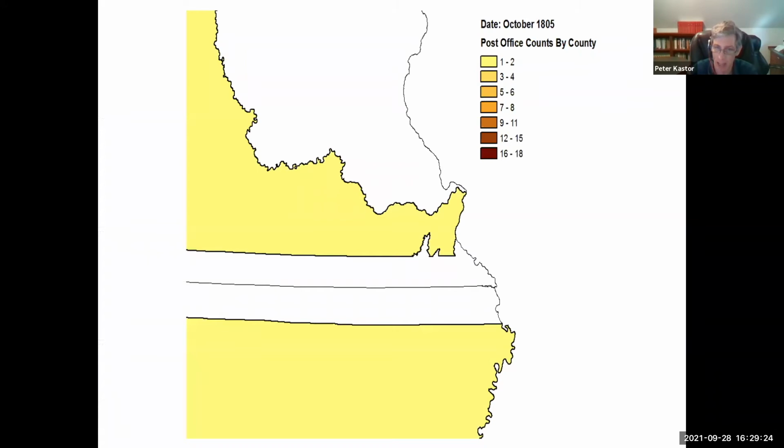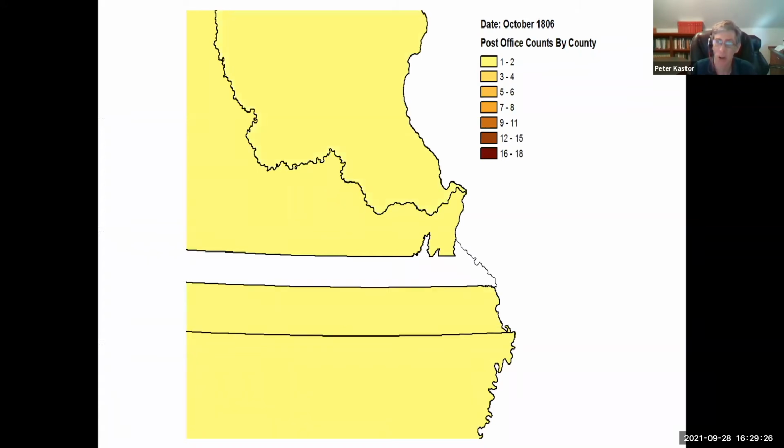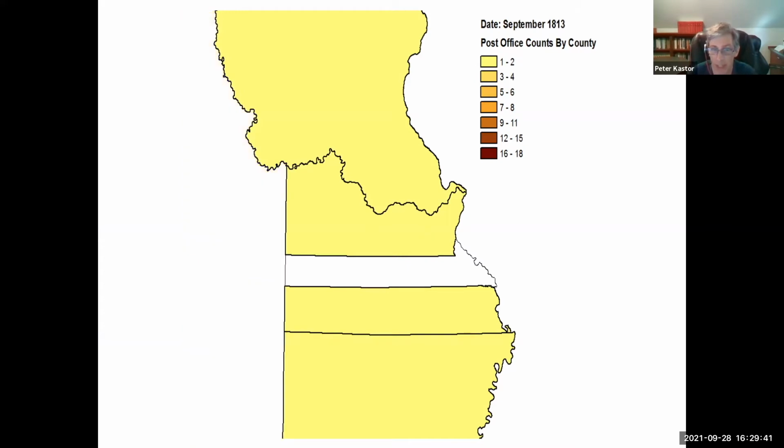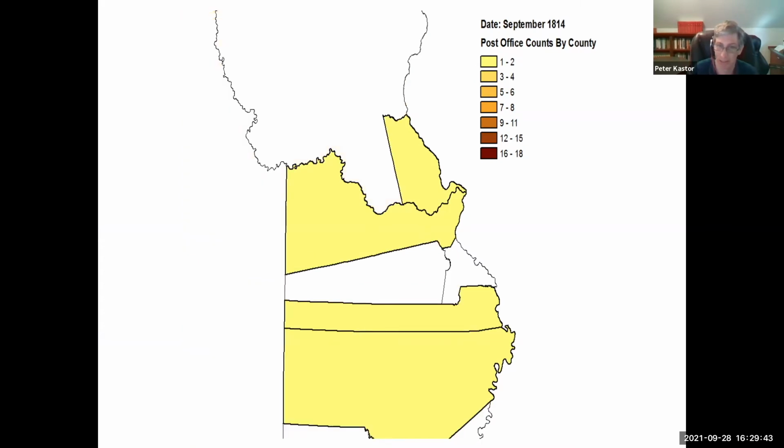Now you're going to start seeing this. You're going to start seeing post offices getting created by county in the place that became Missouri. And you'll see the years should be advancing. Yes, they are. And you'll see the boundaries of the territory start changing. And it's going to start looking like Missouri. It's going to take a while.